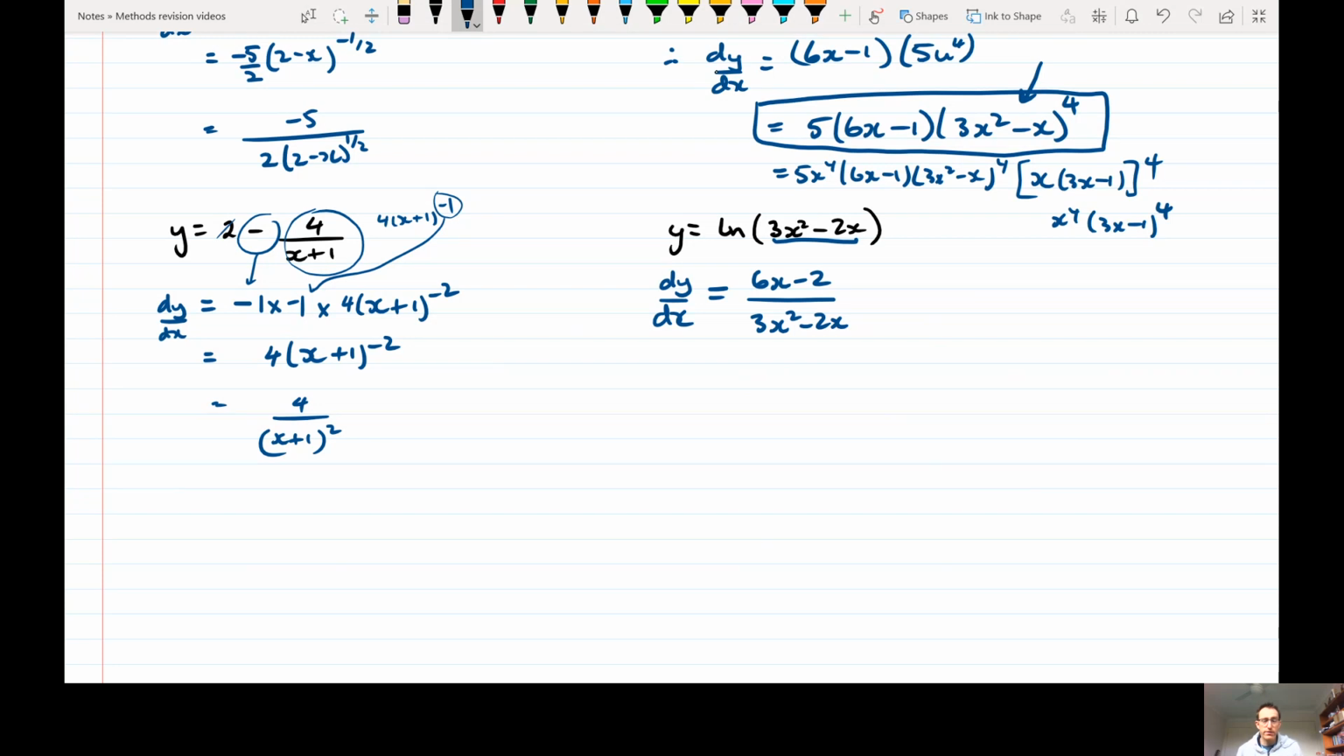And that is a brief revision of how to differentiate functions using product, quotient, chain, and all our standard rules for functions.